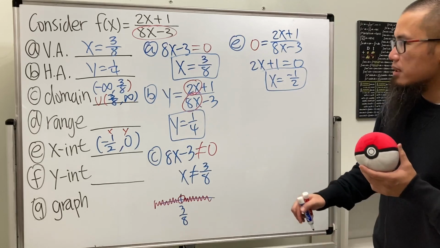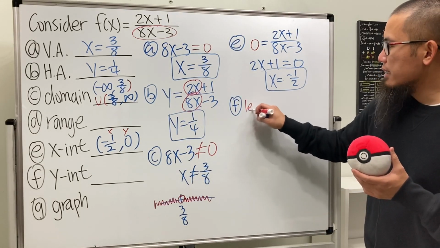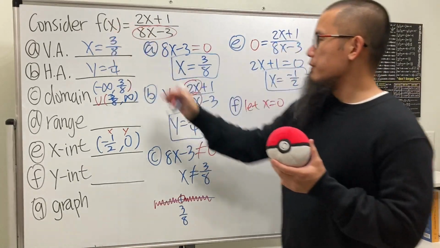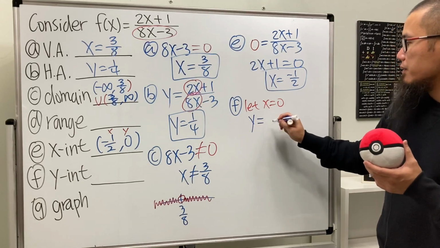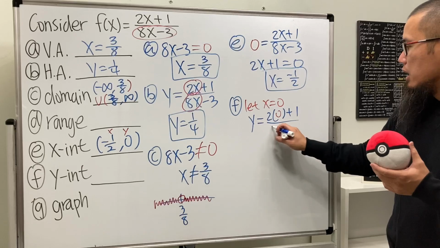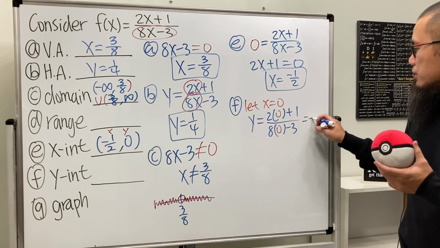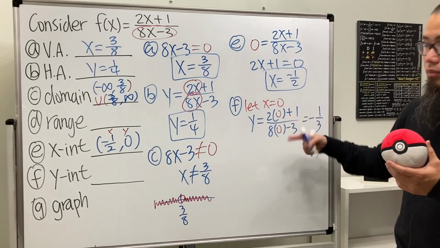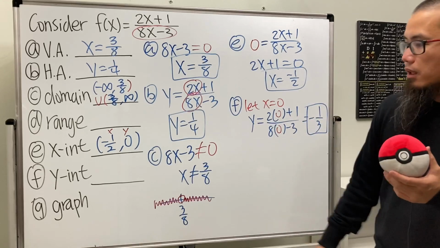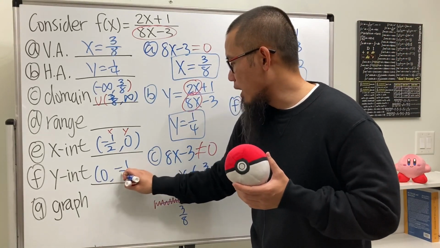Alright, for the y-intercept, we are going to just let x equal 0 and then plug in. Remember, f of x is the y, and then we have 2 times 0 plus 1 over 8 times 0 minus 3. So we see this is just negative 1/3. So that's pretty much the idea why it's equal to negative 1/3 here. And again, the y-intercept is a point, so we'll just write it as 0, comma, negative 1/3.